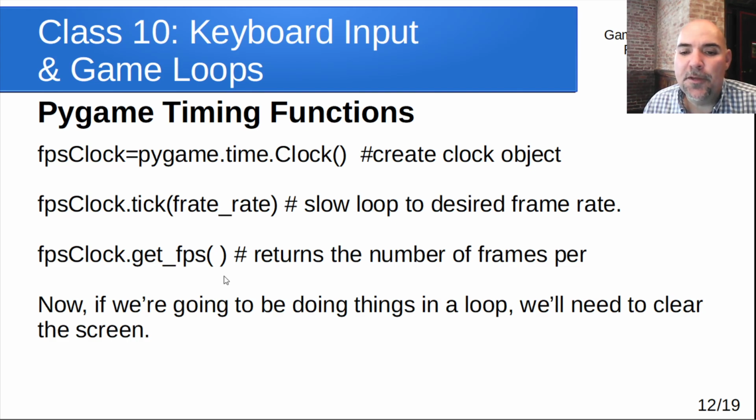And if you're going to be doing things in a loop, we'll also need to know how to clear the screen. In other words, when you write a game, we need to draw some stuff, and then the next time in the loop, probably clear the screen and then draw the stuff somewhere else. And the next time for the loop, clear the screen, draw stuff somewhere else, over and over again. And that's kind of how we create animation.